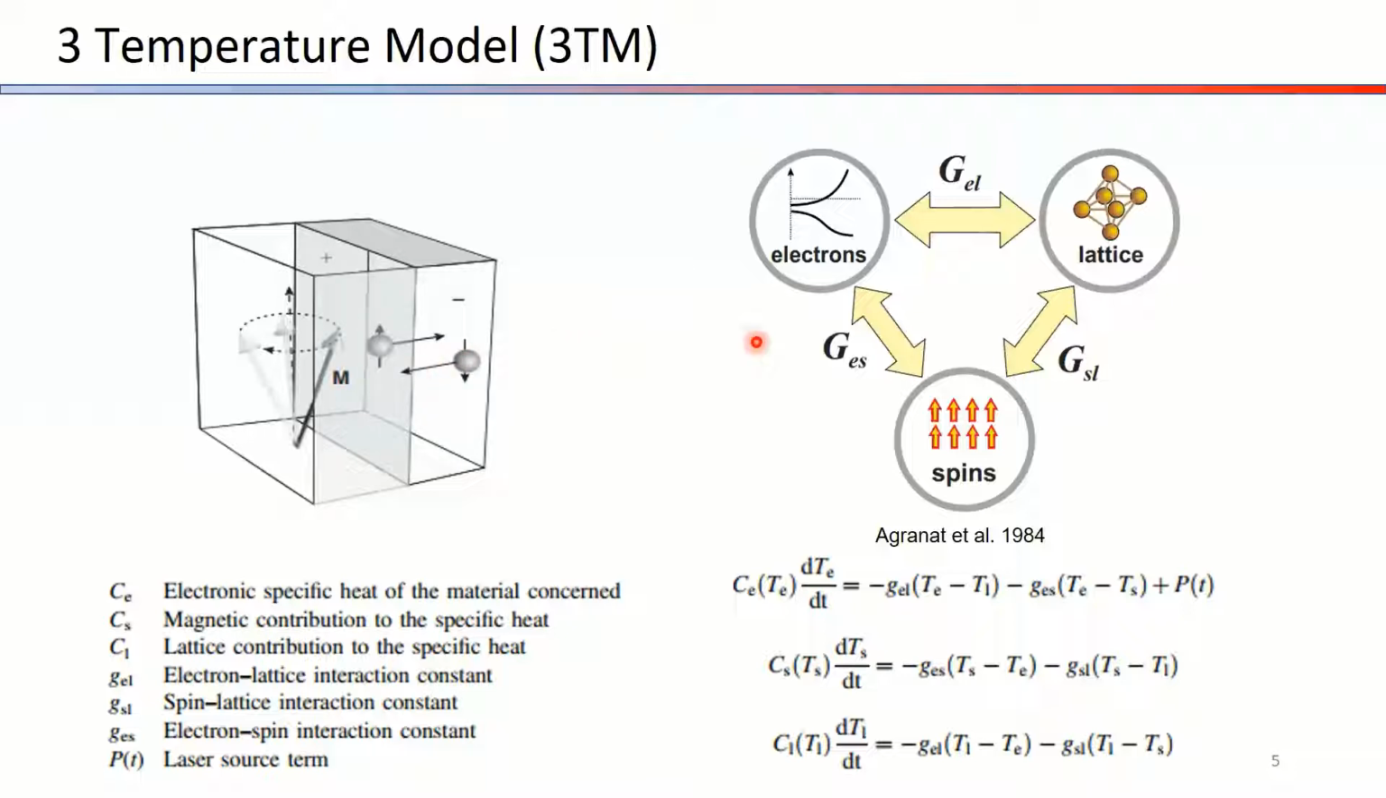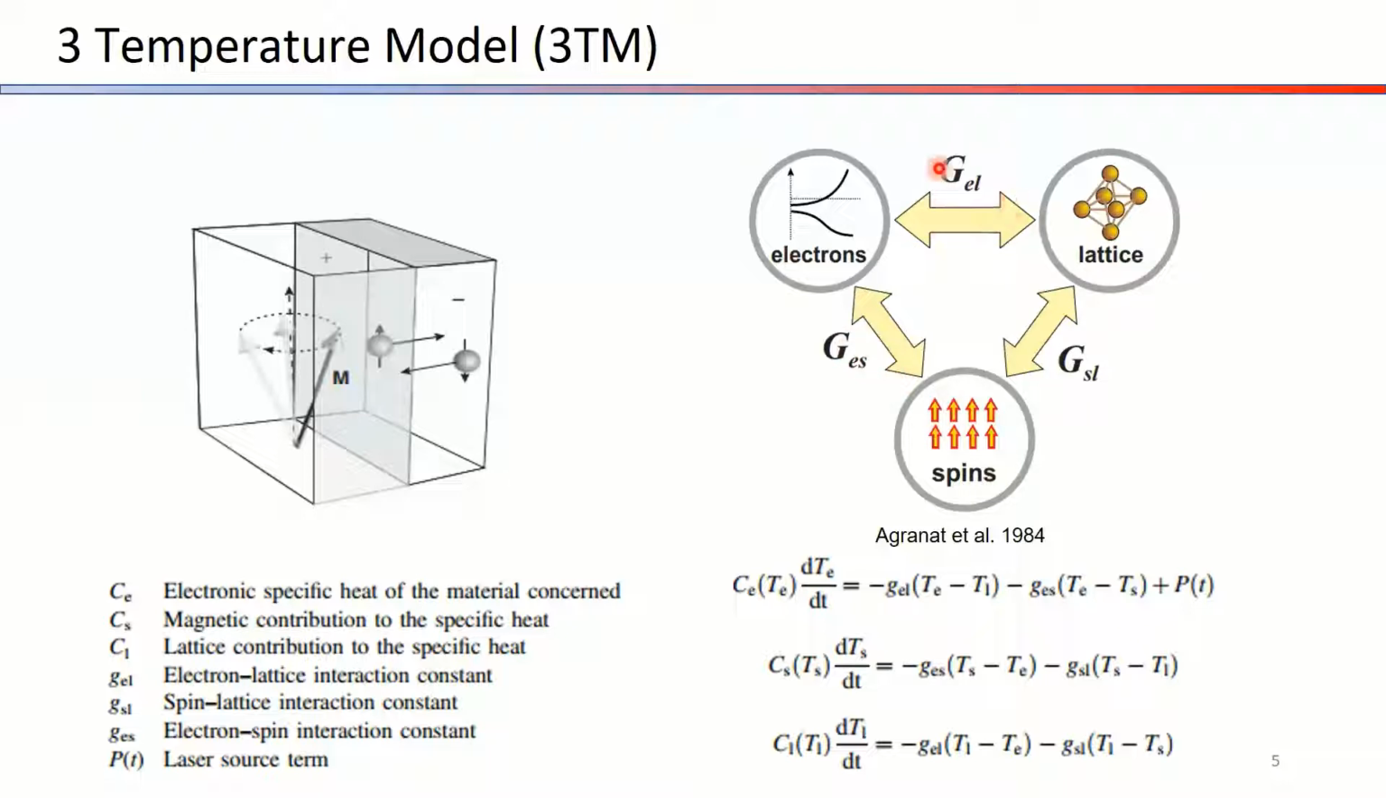And this one is the three temperature model. The 3TM is the extension of the two temperature model, 2TM, which is used for describing the experimental investigation of picosecond laser pulse excitation in normal metal. And in this 3TM, it assumes that the system consists of three thermalized reservoirs for exchanging energy, namely the electron, here the lattice, and the spin. So they reach equilibrium between these three, and they connect to each other with this G. G is the interaction constant.